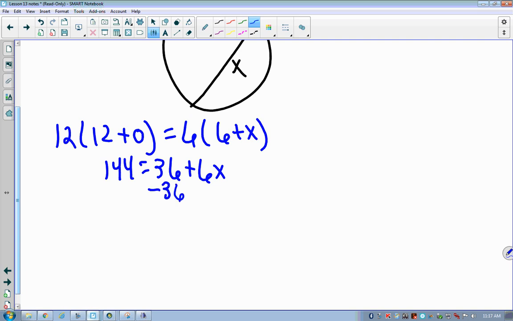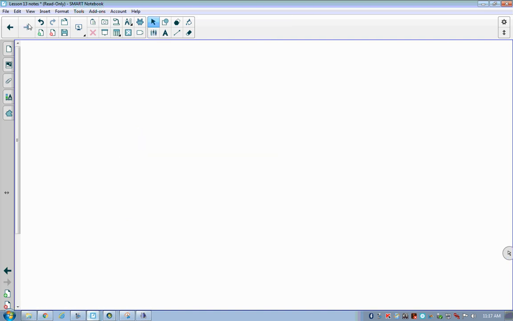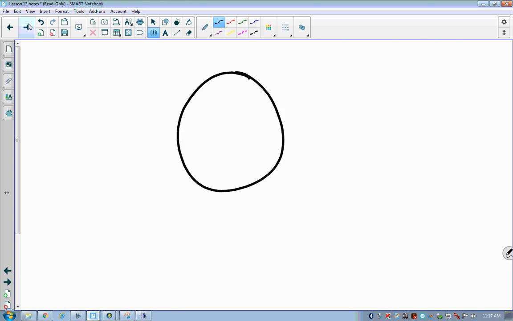Subtract 36 on each side. 108 equals 6x. So x equals 18. We're going to do another one like this, but I think it's going to be a little harder than what these last couple of ones like this have been. It's still this, we still got this guy here. Here's 9, but here's x, and here's 24.